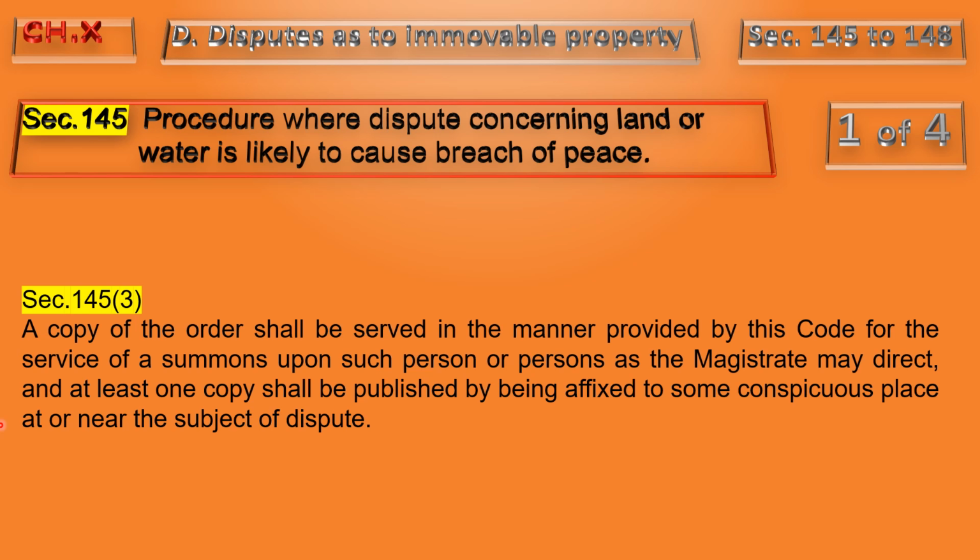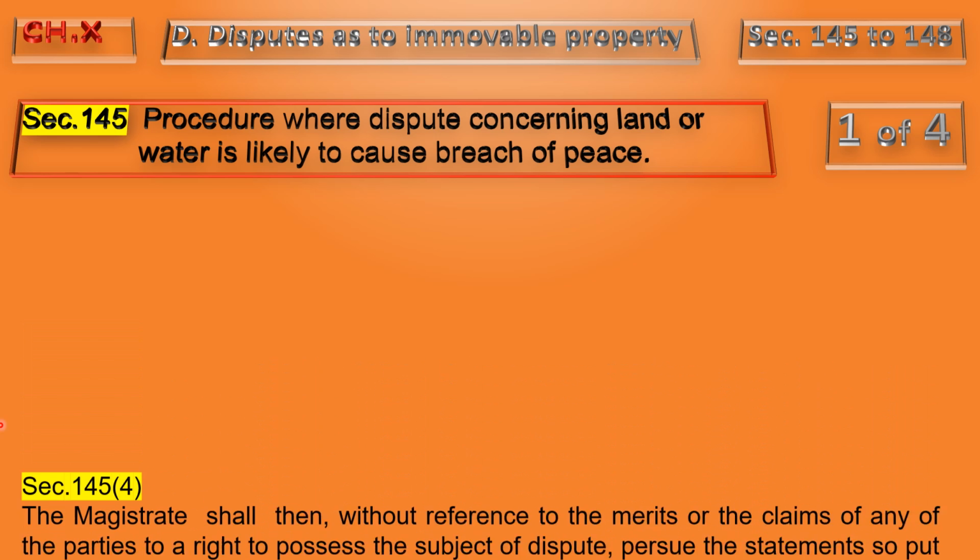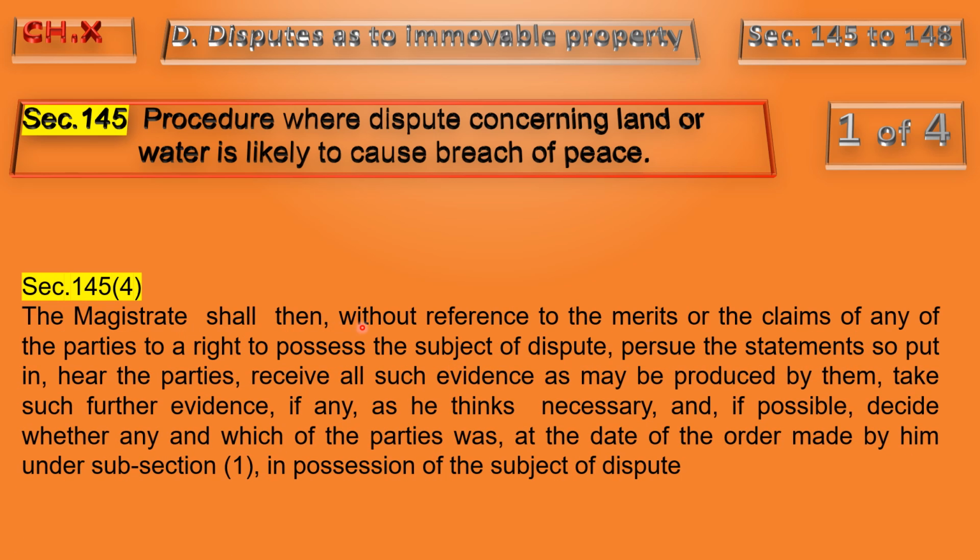Simple. Subsection 4 of section 145 says the magistrate shall then, without reference to the merits or the claim of any of the parties to a right to possess the subject of dispute, peruse the statements so put in, hear the parties, receive all such evidence as may be produced by them, take such further evidence, if any, as he thinks necessary, and, if possible, decide whether any and which of the parties was, at the date of the order made by him under subsection 1, in possession of the subject of dispute.